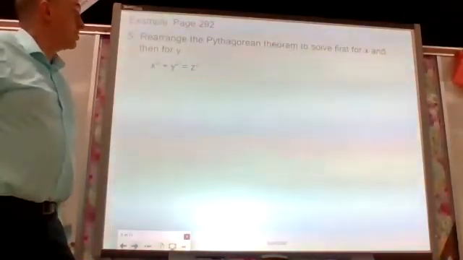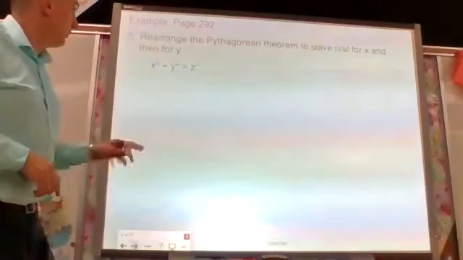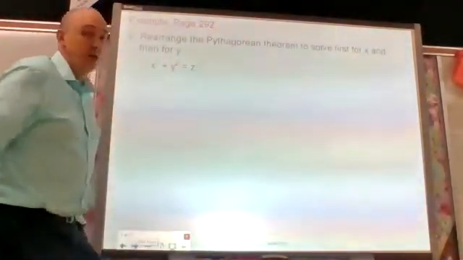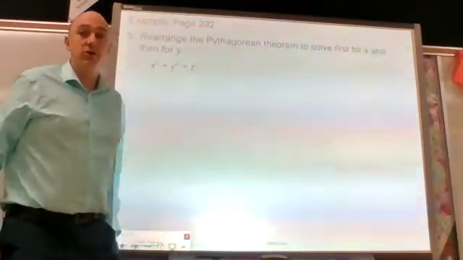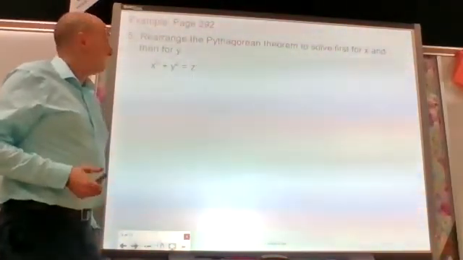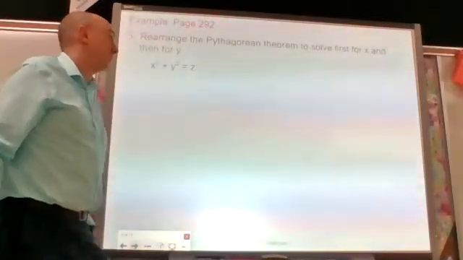Rearrange the Pythagorean theorem to solve first for x and then for y. So if we want to solve for x, that means we need to get it by itself. I've seen a few people having trouble with this on the quizzes. So in order to solve for something, you've got to take away other terms that are on the same side as it first.